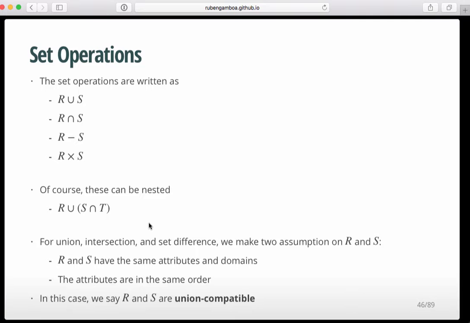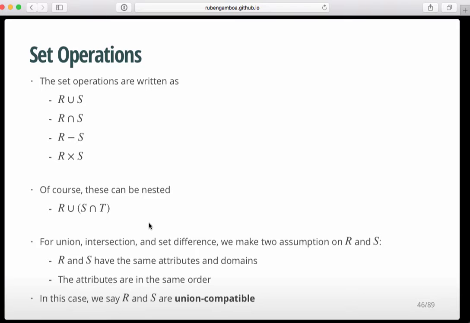So the way that we get around this is by saying you're only allowed to take the union of tables that are, quote, union compatible. And what does union compatible mean? They have the same attributes and domains, and they have them in the same order. That last one we can relax a little bit, but we'll just leave it. Same attributes, same domains, same order.